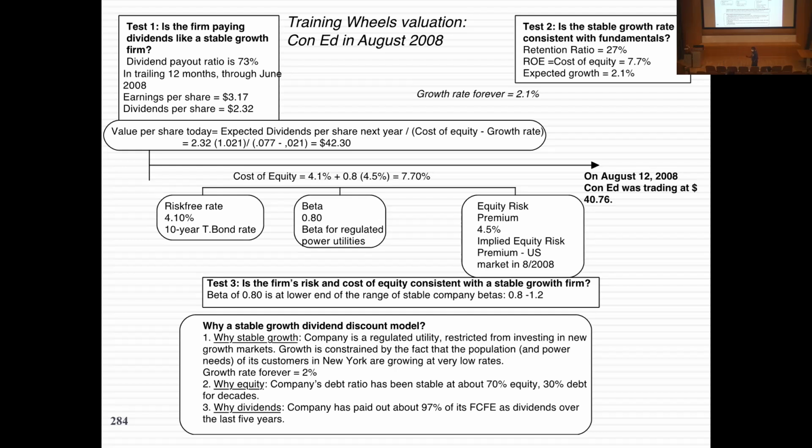I then asked, what kind of growth rate can I expect this company to have? Its return on equity was about 7.7%. That's what you get from looking at the net income and book equity. And if you're paying out 73% of your earnings as dividends, your retention ratio is 27%, and your expected growth rate is about 2.1%. So they're paying out dividends like a mature company, and their growth rate is one I can live with as a growth rate forever. How do I know? Well, that growth rate was lower than my risk-free rate by far. So it's a growth rate that I can use as my growth rate forever.